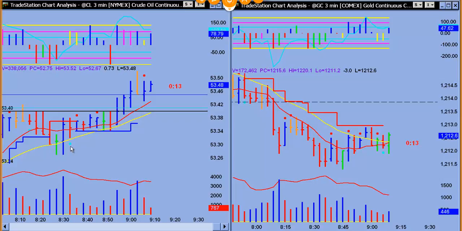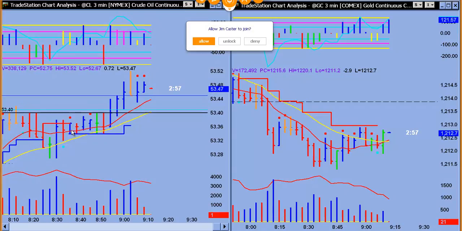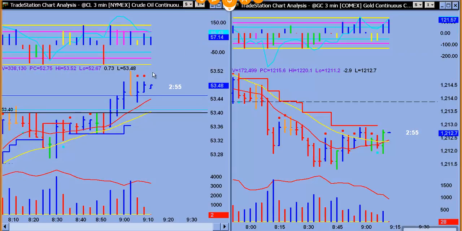But we have strength also in volume. Volume here is telling you that volume is less than the previous two bars. That's why you got these dots. This was strong, this confirmed the strength. You could easily have bought off of this bar right here.